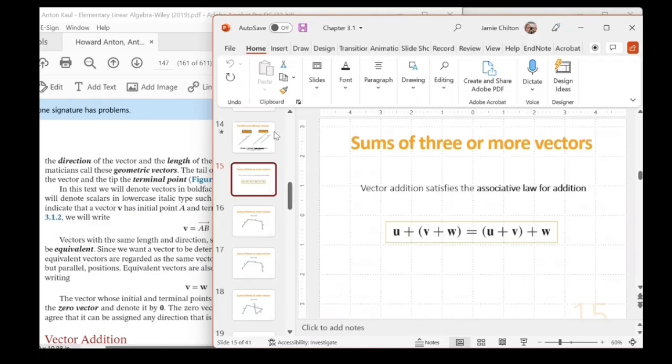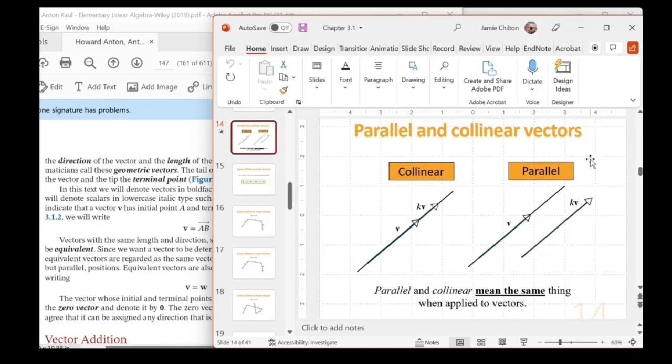Yes? On that previous slide? Yeah. So the second image, that's also considered collinear? Yes, so in this text, collinear and parallel are going to mean the same thing when applied to vectors. Okay. All right. Thank you. So if you don't believe me, that is on page 149. So we are going to assume that parallel and collinear mean the same thing when we apply them to vectors in this textbook. So that'll be one good thing to keep in mind.